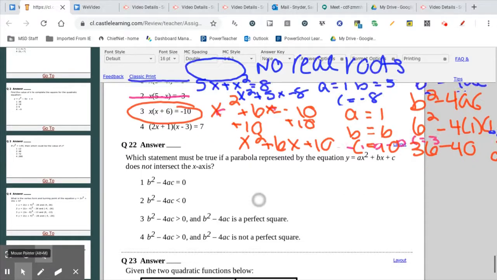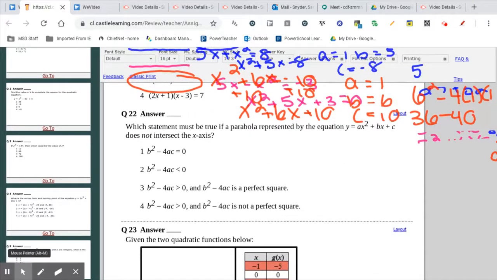Next question. Which statement must be true if a parabola represented by the equation does not intersect the x-axis? Now remember, your x-intercepts are solutions. They're all real solutions. So in order for you not to have a real solution or not to have a root or an x-intercept, that means that your discriminant is going to be negative. Since b squared minus 4ac, all of these are representing what your discriminant is, the only possible option is number 2, showing that the discriminant is negative.